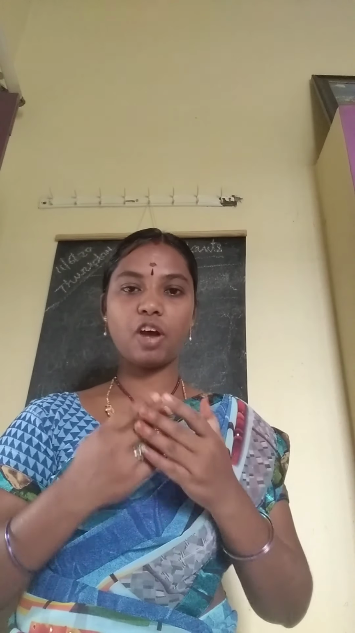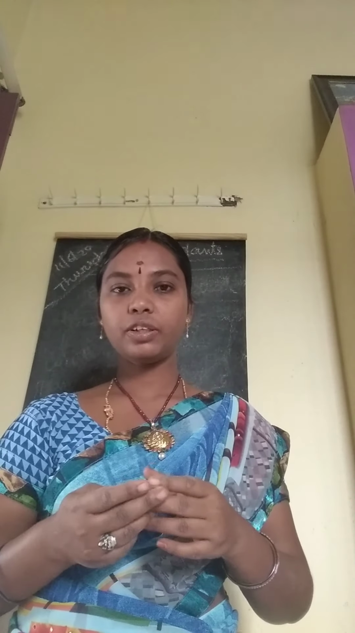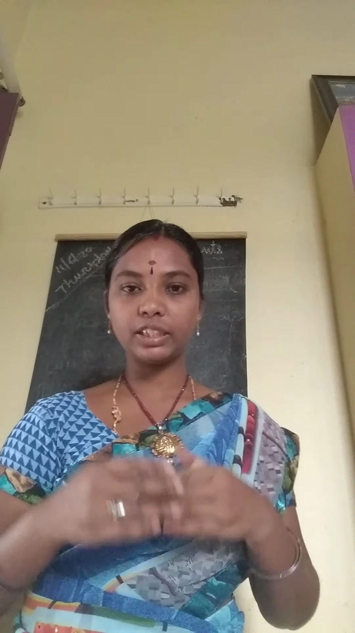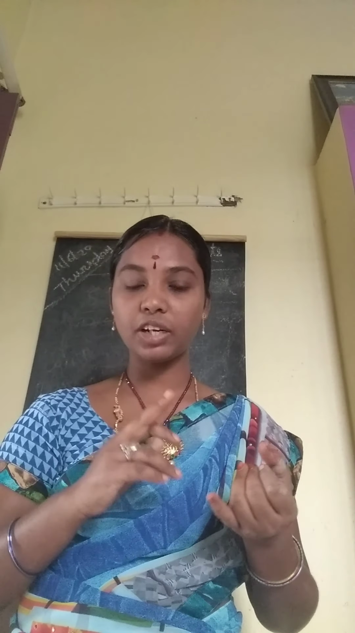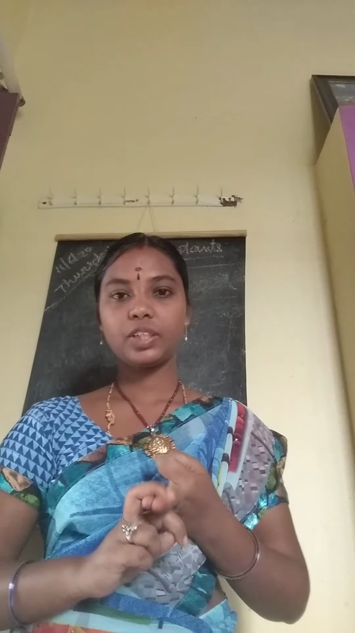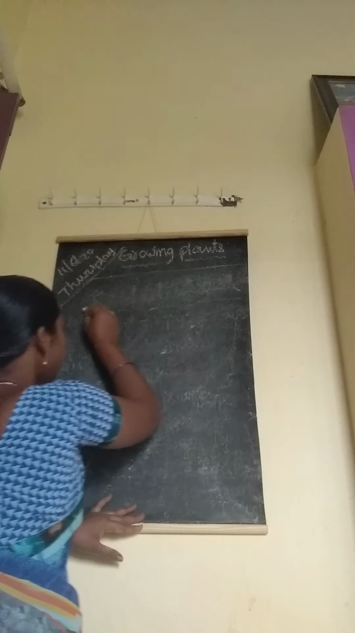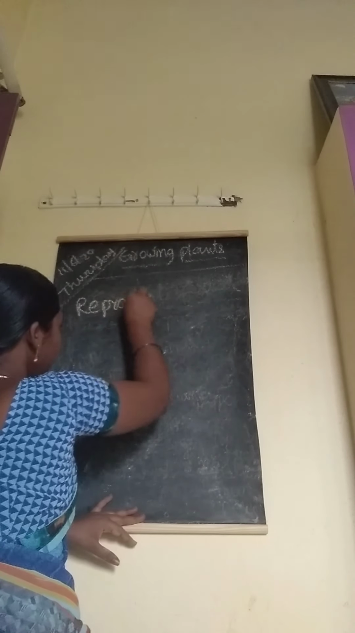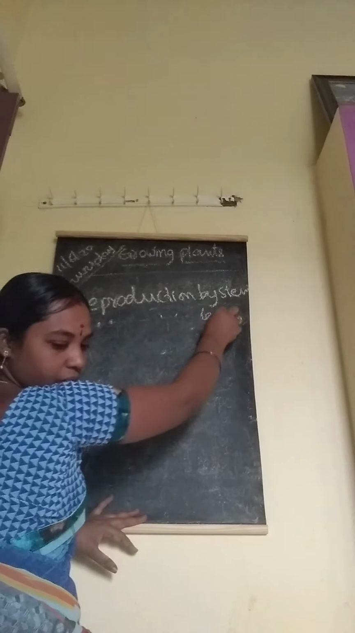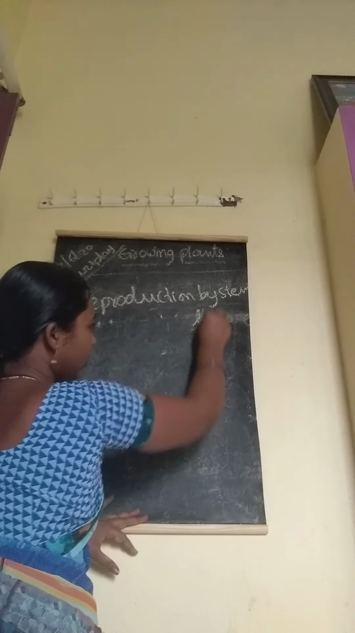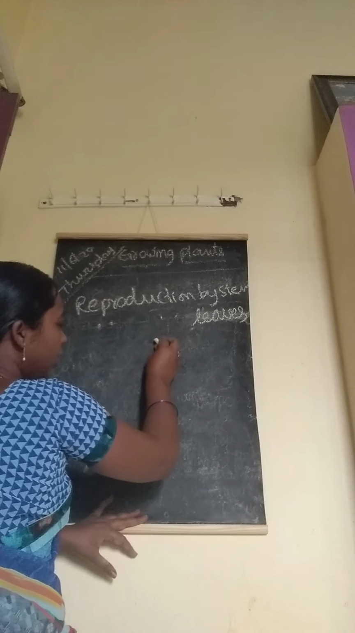It is a better and faster way of growing a new plant. So now we know about reproduction by stem and leaves. How does vegetative reproduction happen? Vegetative reproduction is done by the plant's leaves, stem or buds. Now we see reproduction by stem, by leaves, and by spores also.